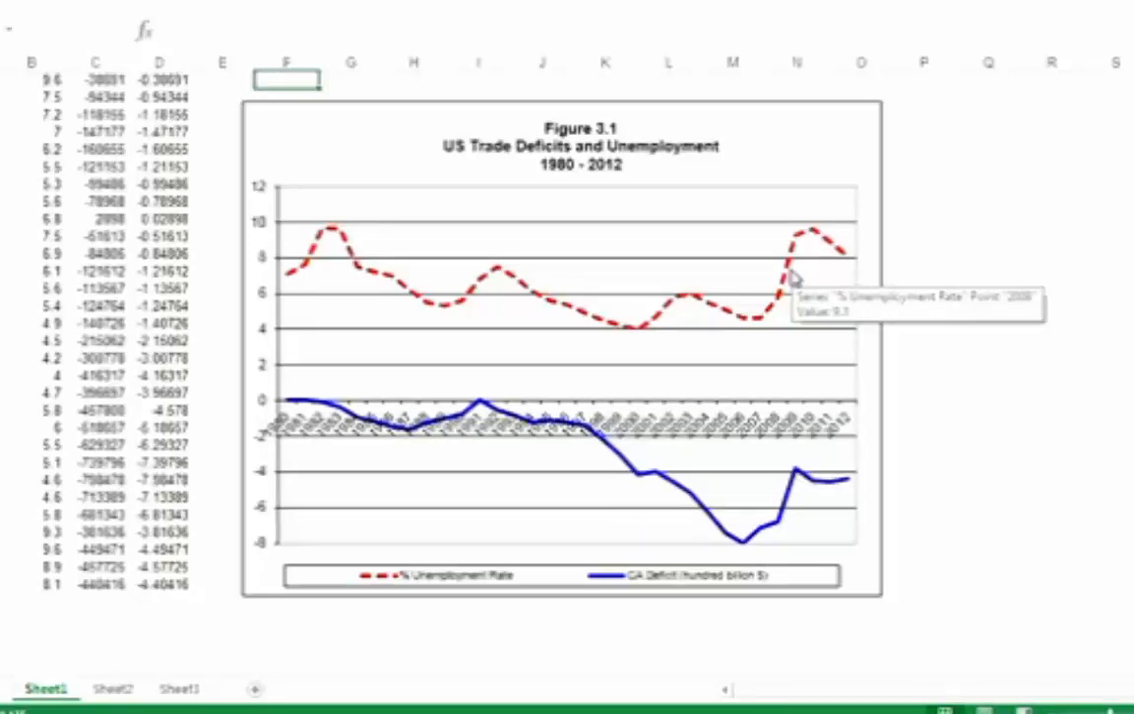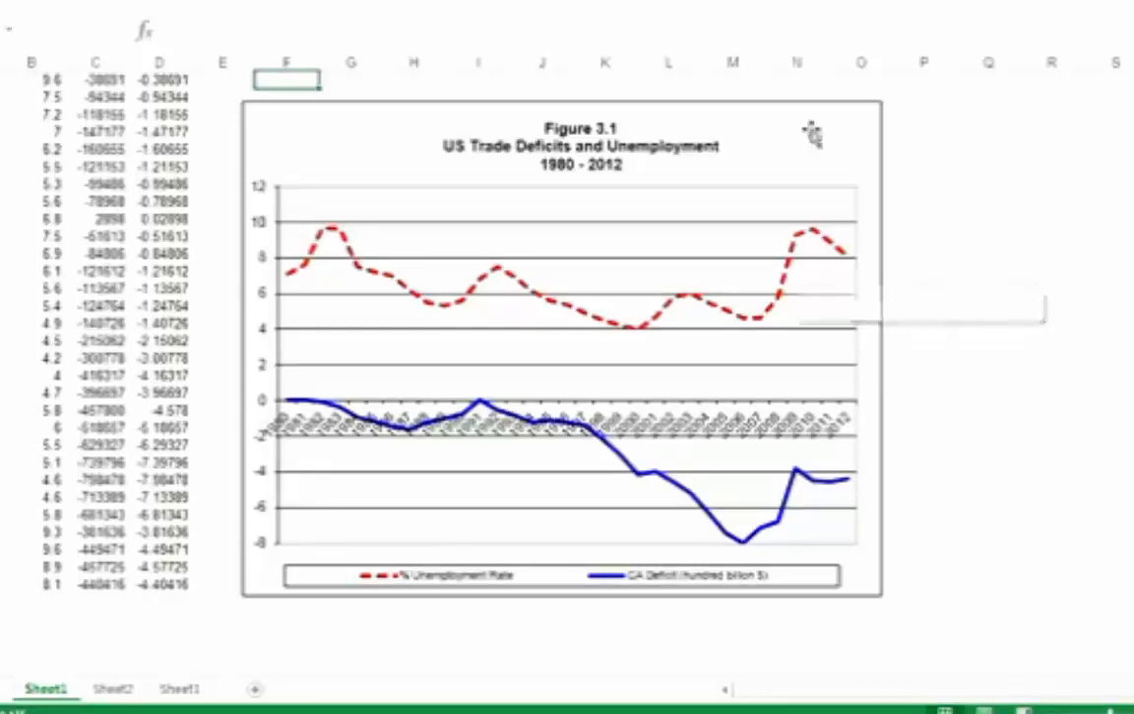Job growth was terrible, abysmal, and that was all in a period when our trade deficit situation was looking much, much, much, much better. There seems to be no direct relationship between these two series. And in fact, they move in the opposite direction you might expect them to move if it was true that trade deficits caused lost jobs.